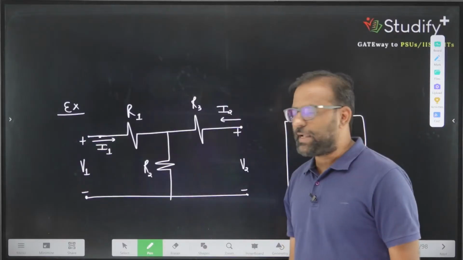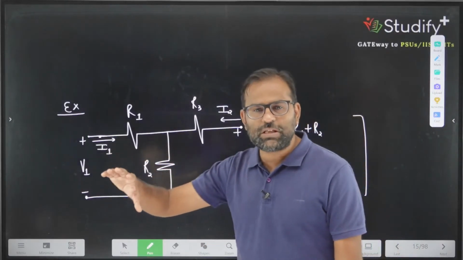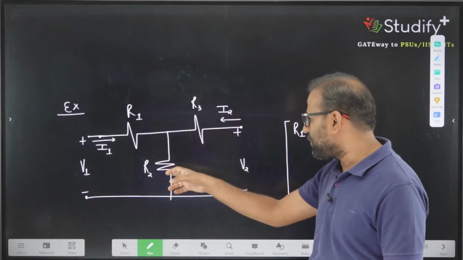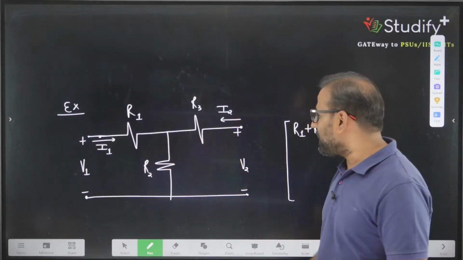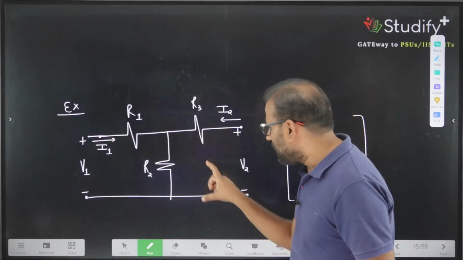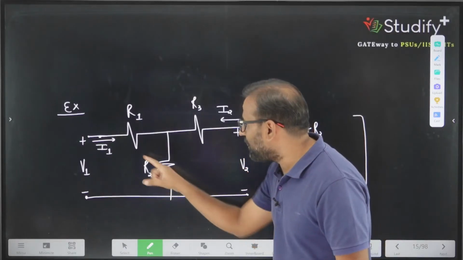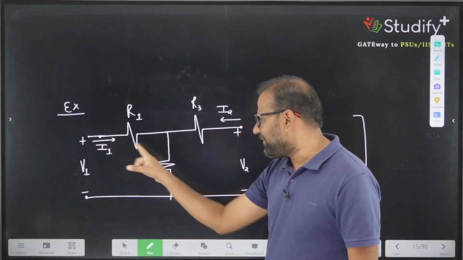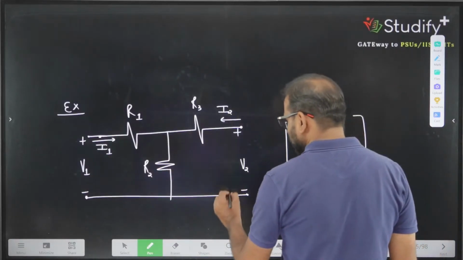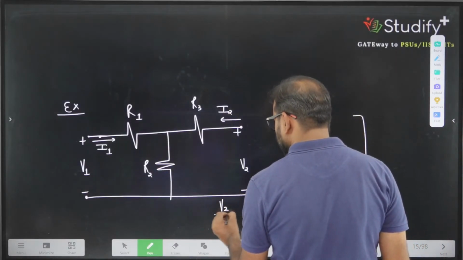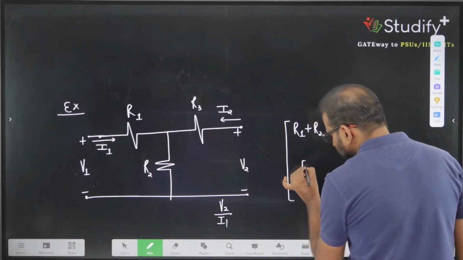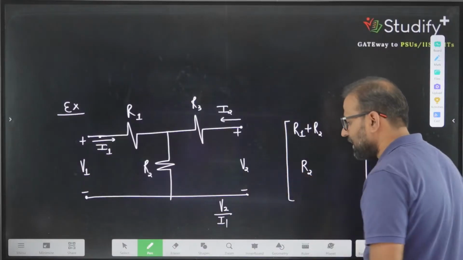So what did you do? You measured V1 by making I2 equal to 0. Once I2 is 0, what will you measure next? You will measure V2. When you go to measure V2, the potential drop across R3 is 0 because I2 is 0. So what you will get is V2 equal to I1 multiplied by R2. So you can say the parameter V2 divided by I1 is Z21. And what is Z21? That parameter is equivalent to R2.